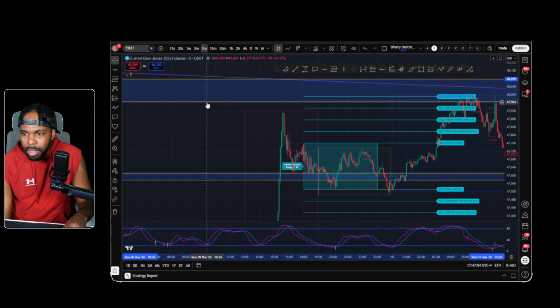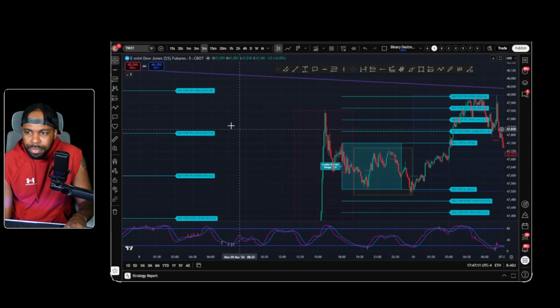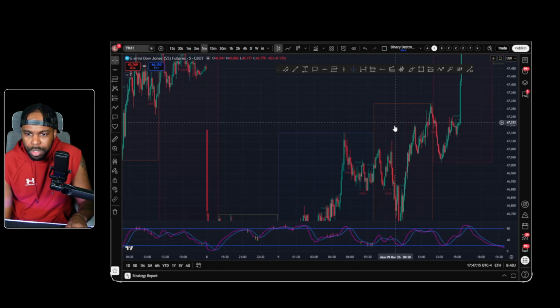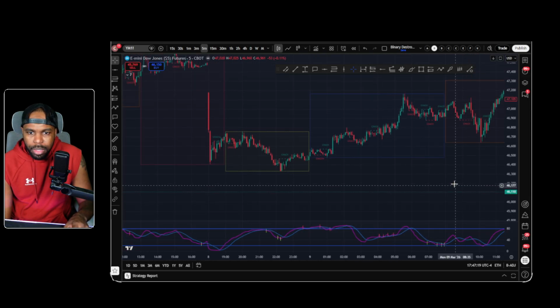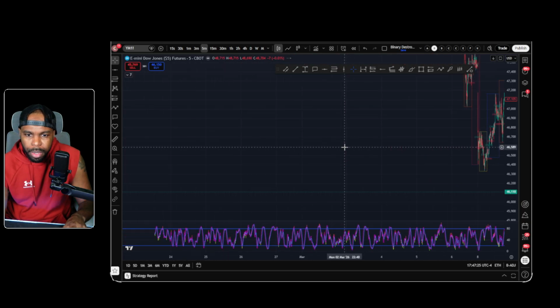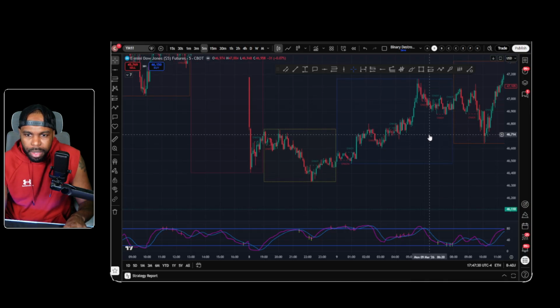Let me go ahead and take that off the chart. Let's take this off the chart, and let's look for another position in London session. Now, sometimes you can take the trade without looking for a session sweep. I'm not going to get into that because that'll be a whole other topic.